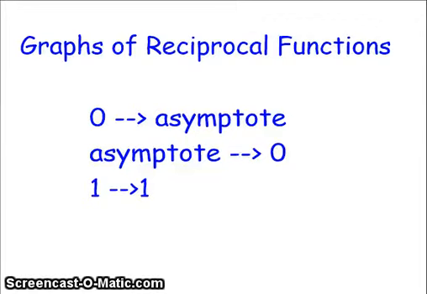To graph the reciprocal trig functions, you need to remember three things. First, anything that is a zero of the normal trig function becomes an asymptote of the reciprocal function. Asymptotes of the normal trig functions become zeros for the reciprocal, and if it's a 1 for the normal trig function, it is also a 1 for the reciprocal trig function.